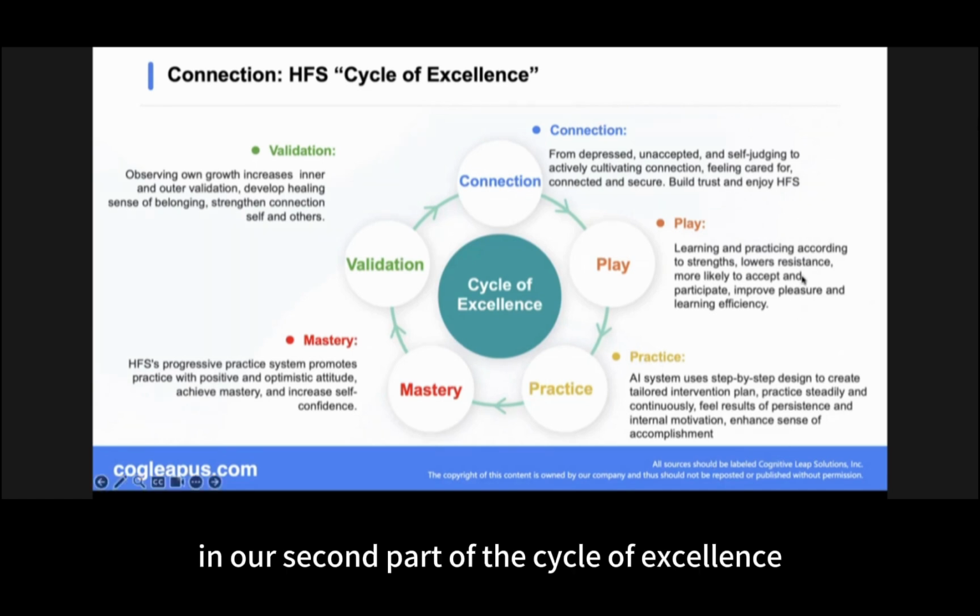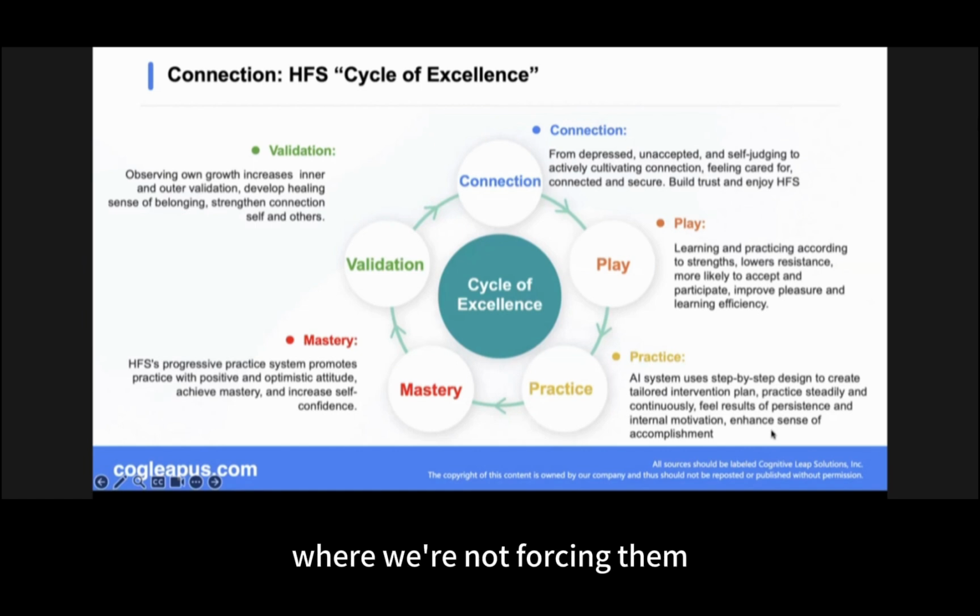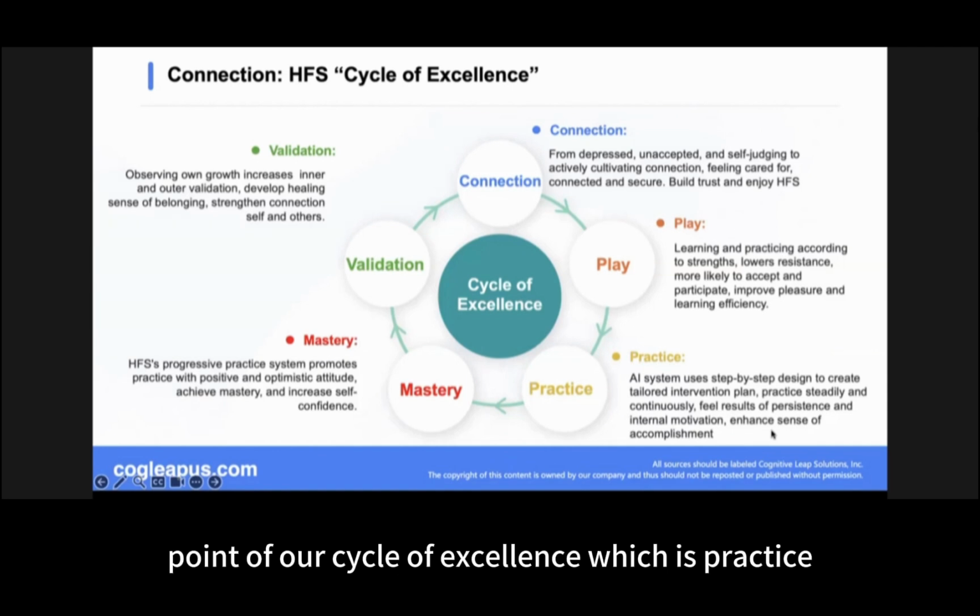In the second part of the cycle of excellence, we use the strength-based approach where we're not forcing them to do something that they don't want to do. We're finding ways in which they are able to participate and be engaged. This lowers children's resistance. We're not forcing anything. We're moving with their current, their flow. And this improves their learning efficiency. So it goes to the third point of our cycle of excellence, which is practice.